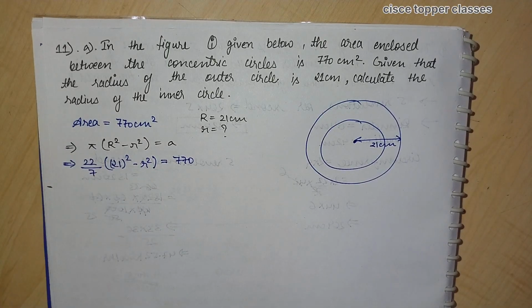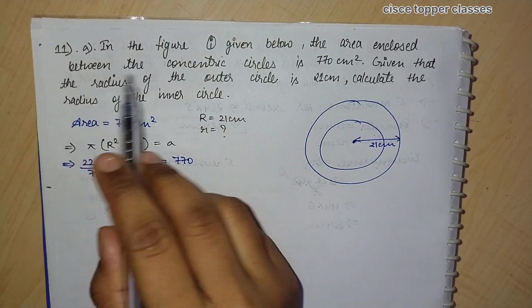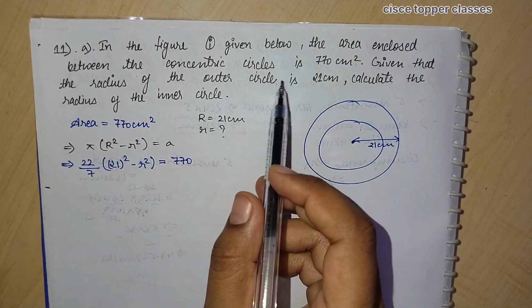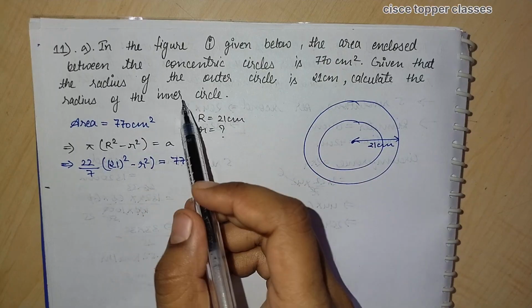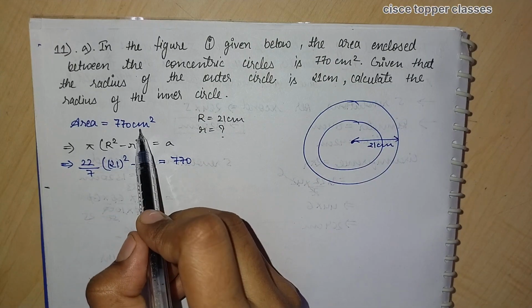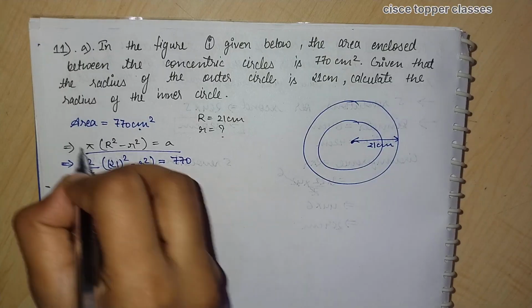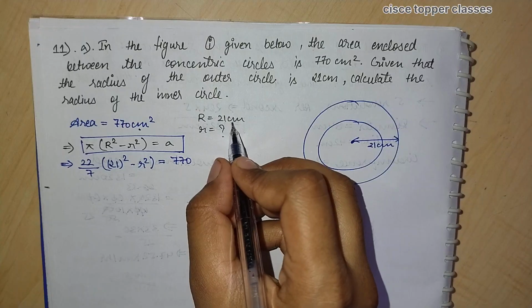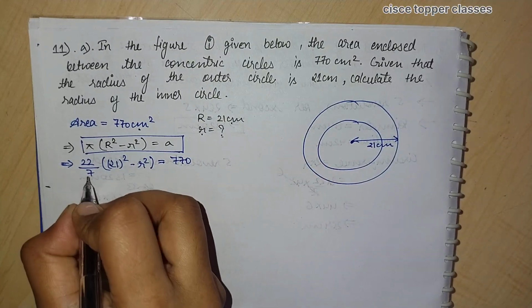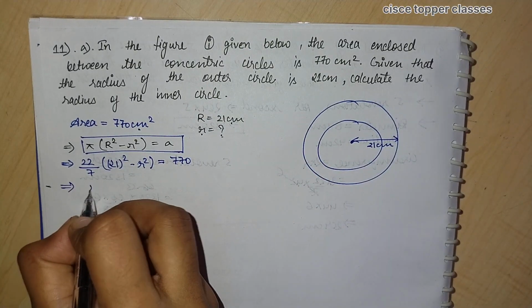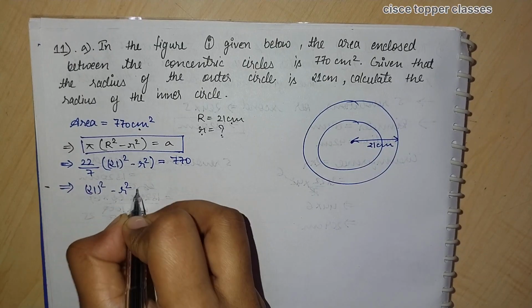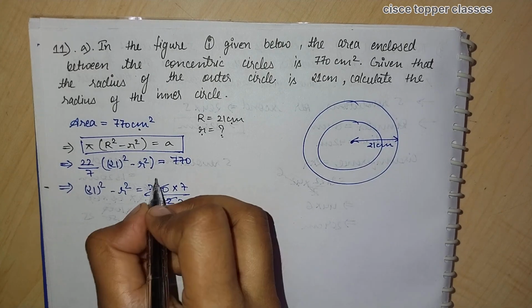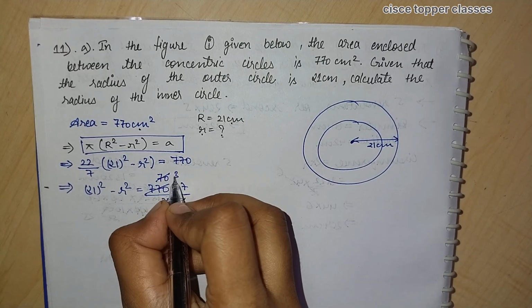Now let us solve the 11th, first part. In the figure given below, the area enclosed between the concentric circles is 770 centimeter square. Given that the radius of the outer circle is 21 centimeter, calculate the radius of the inner circle. Here area is given as 770 centimeter square. So we'll use this formula for concentric circles to find the area, and the capital R means the radius of the outer circle is 21 centimeter and the smaller circle we have to find. So we can write 21 whole square minus small r square equal to 770 into 7 divided by 22. So this will be 70 here, and here 35.